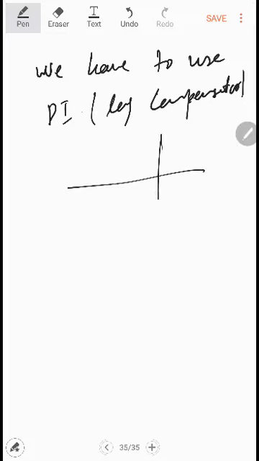To improve the steady state error, we already said that we have to use the PI controller. PI means the lag compensator. So we have to use that one. And lag compensator means, you can also say, 1 over S. This integrator is 1 over S.